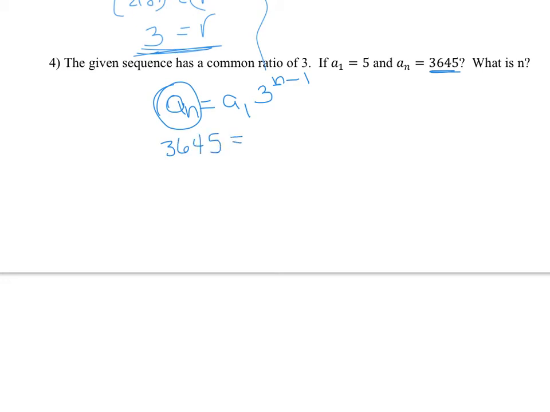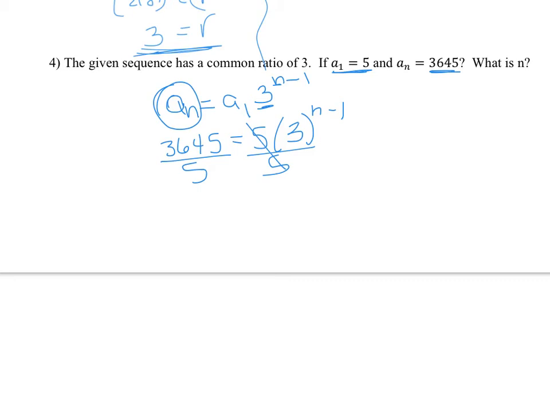3,645 equals 5, which is this one, times 3 to the n minus 1. I'm just putting parentheses here so you know not to multiply these two together. So I just solve. Remember, whenever you're solving for an exponent, you use logarithms.